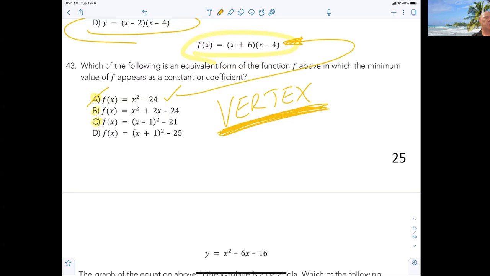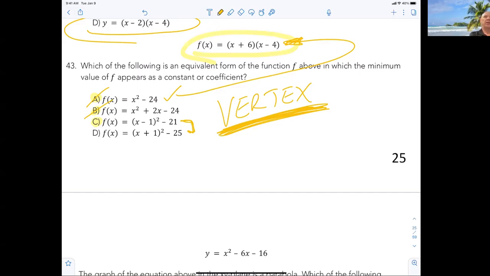Is B vertex form? It's not vertex form. We can find the vertex, but that's not vertex form, right? So I knew it wasn't B. Now I just have to know which one is the vertex. Those are both written in vertex form, right?